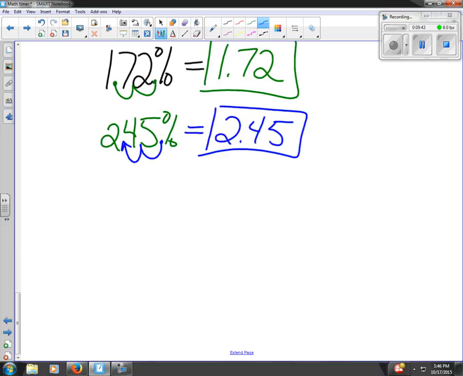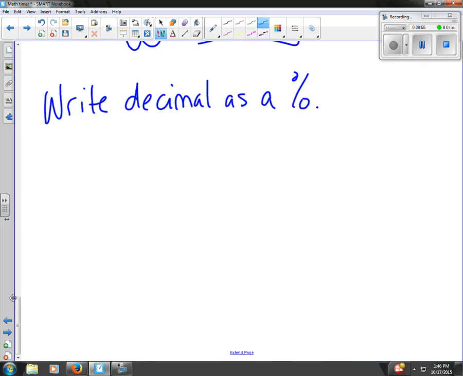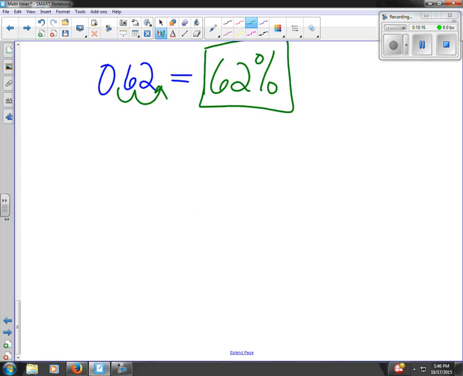Okay, now let's write the decimal as a percent. So here we have 0.62. Now I want that as a percent. So here I'm going from a decimal to a percent. So I need to move it 2 spaces to the right. So it's 62%. You have to keep track of whether you're going left or right. So the 0.94 as a percent. Again, move the 2 spaces. 1, 2, so 94%.